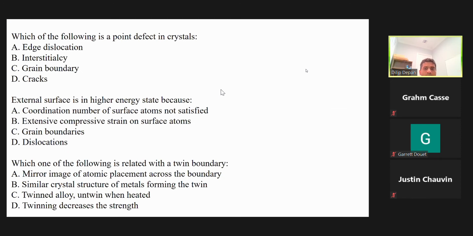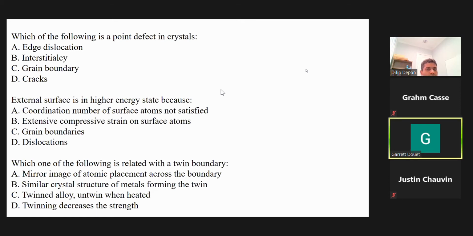Which of the following is a point defect in crystals? We're talking about point defect. Is it edge dislocation, interstitial C, grain boundaries, cracks? Anyone? Interstitial C. Interstitial C is a point defect in crystals.